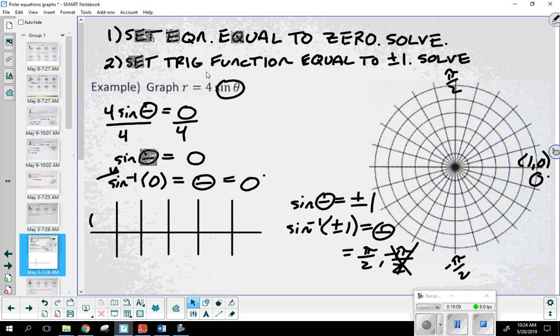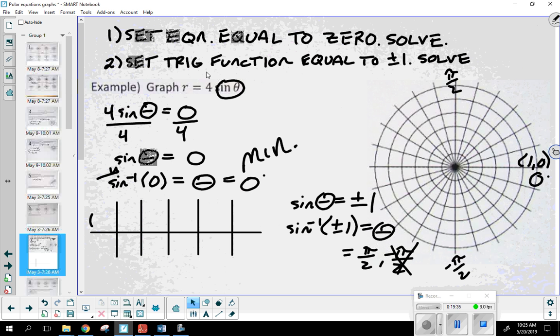Where it's the longest or the what? What's the opposite of the longest? Shortest. But what are some words we like to use in mathematics to describe those? Starts with an M. Maximum and minimum. That's exactly right. By setting the equation equal to 0, you're finding all the locations where the radius is going to have its minimum length.